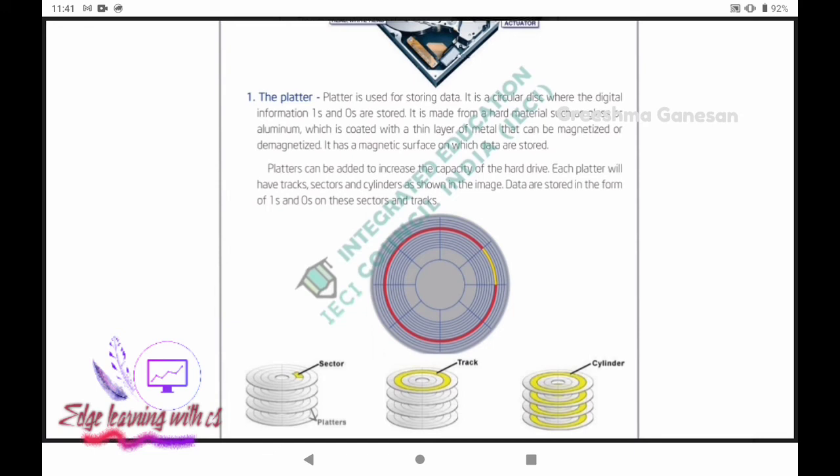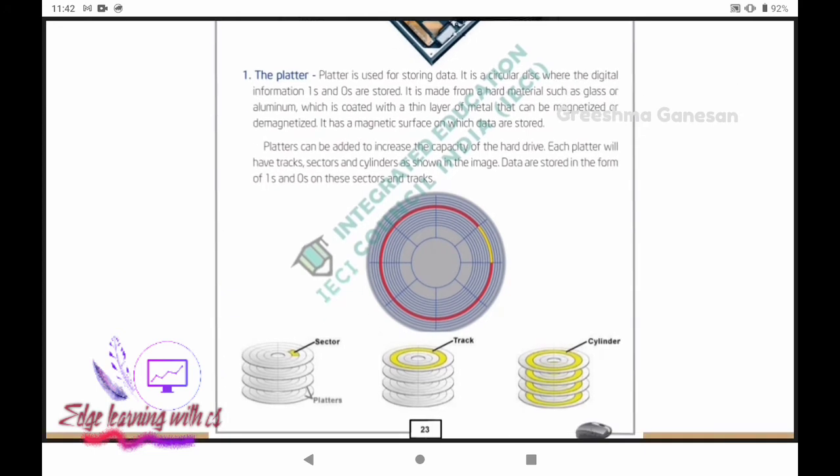So, generally we can brief it. In the platter, we are storing the data like the digital data or binary bits, zeros and ones. In this case, the material is a little bit hard one. It may be glass or aluminium and it is coated with a thin layer of metal that can be magnetized or demagnetized. Then platters can be added to increase the capacity of the hard drive.